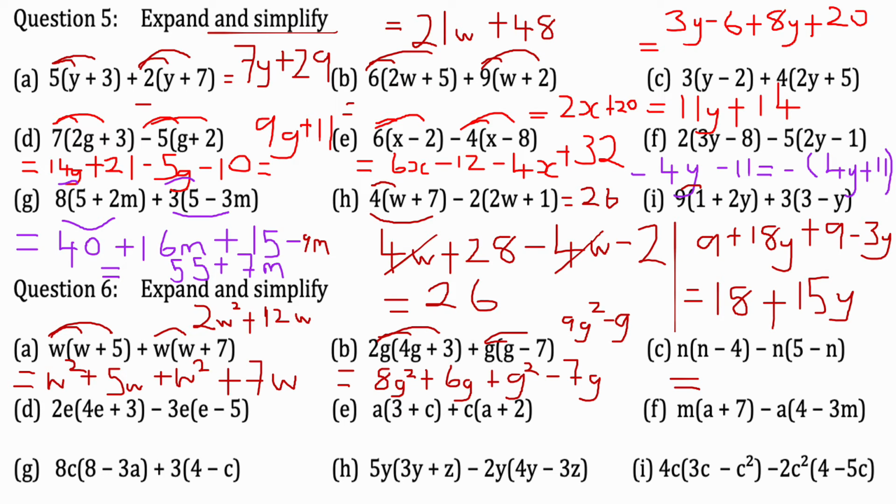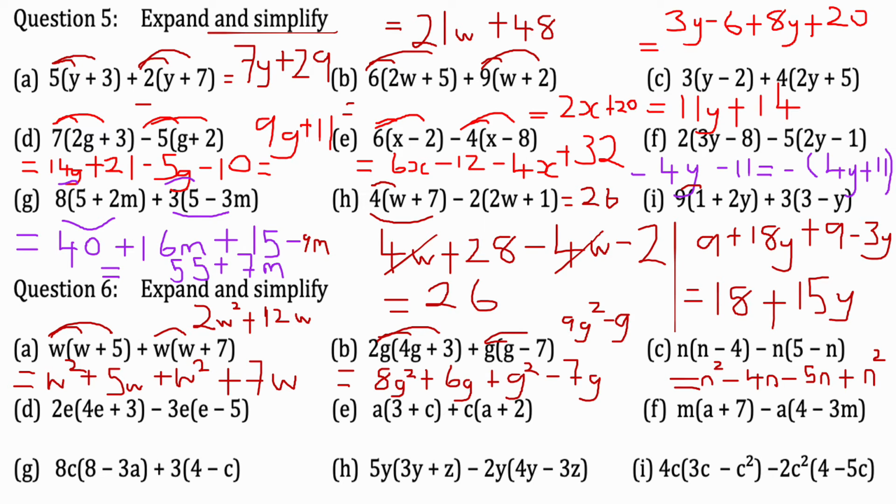Next question, n lots of n becomes n squared. N lots of negative 4 becomes negative 4n. Minus n times 5 becomes minus 5n. And then negative n times negative n becomes positive n squared.